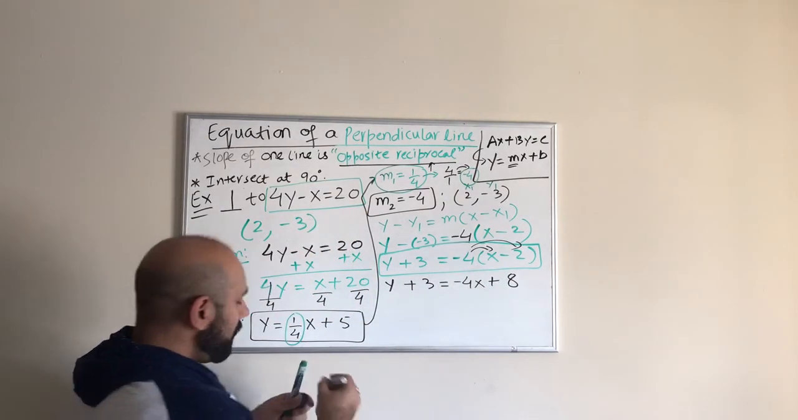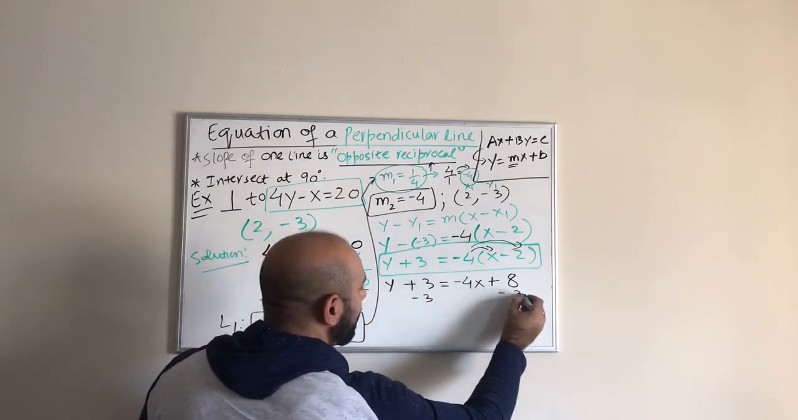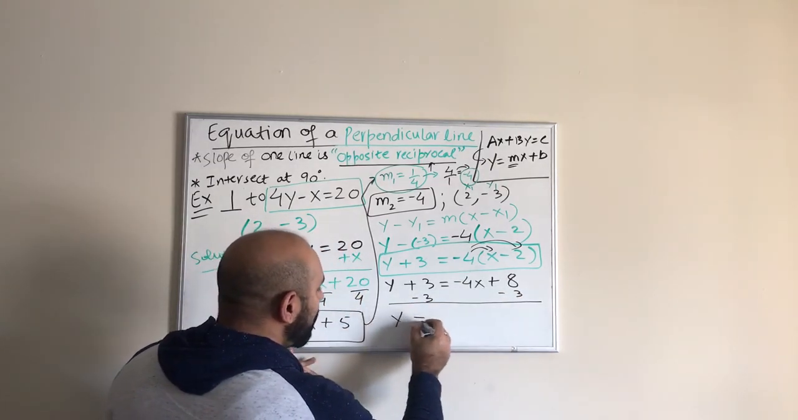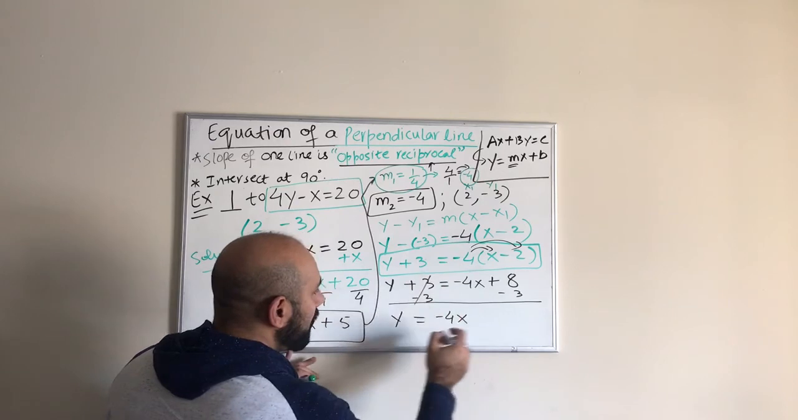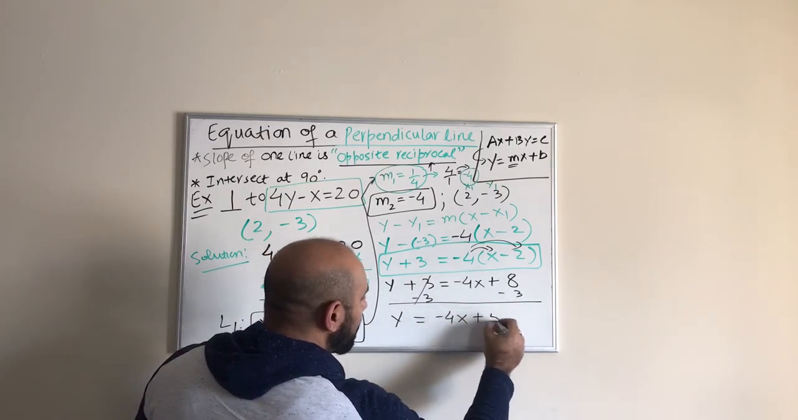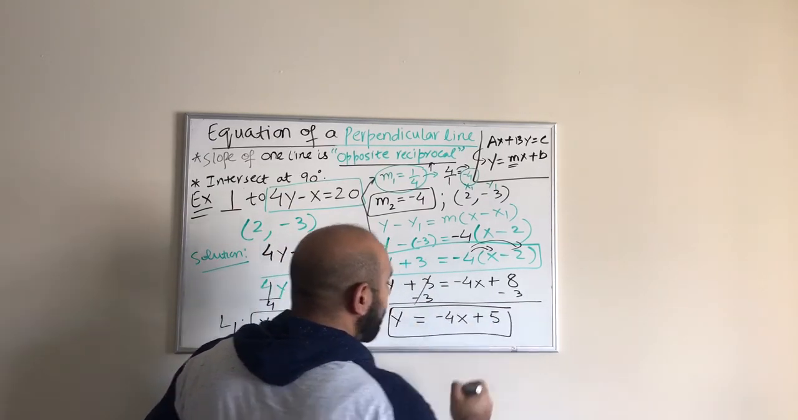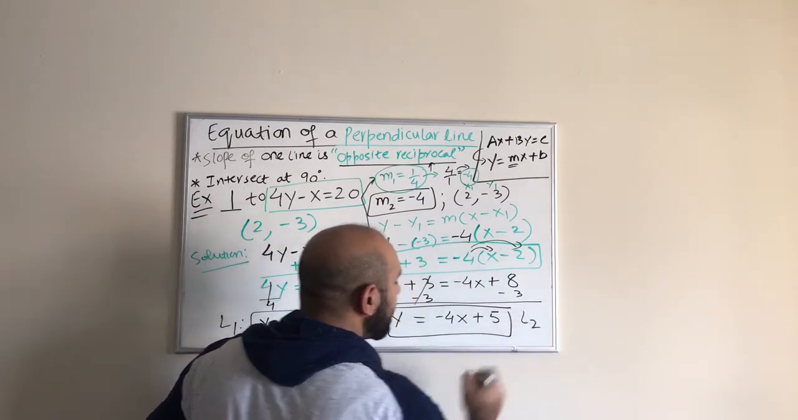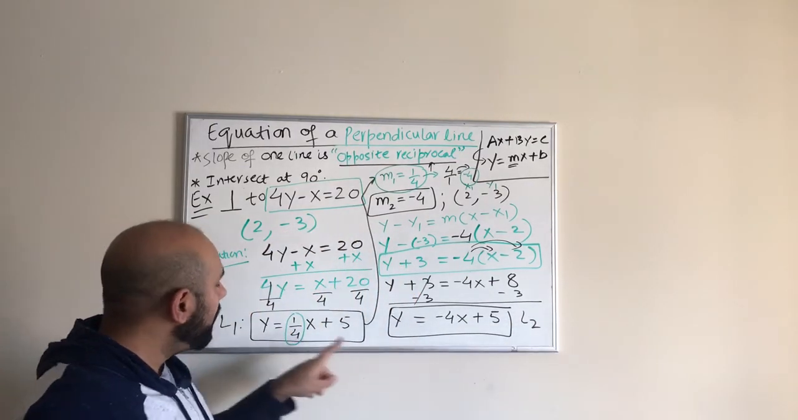We're almost there. You have to subtract 3 from both sides. Okay, let's go ahead and do that. And we have y equals -4x, because the 3's cross out, and 8 minus 3 is +5. Guys, this right here is the equation of the line. Let's call this L2, which is perpendicular to this line.